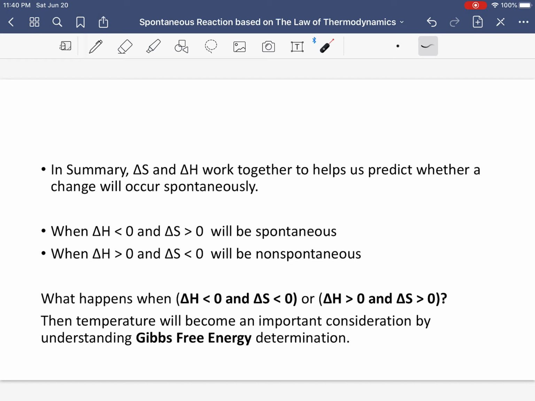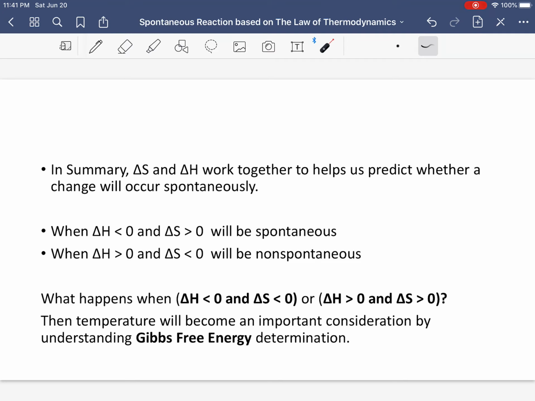So in summary, okay, delta S and delta H have to work together to help us predict whether something is spontaneous or not. You have a reaction. You want to know if it's spontaneous? You need to look at both of these factors. Okay, back in January, we just looked at this and we said, oh, negative delta H, spontaneous. Not anymore, because that might not always be the case.